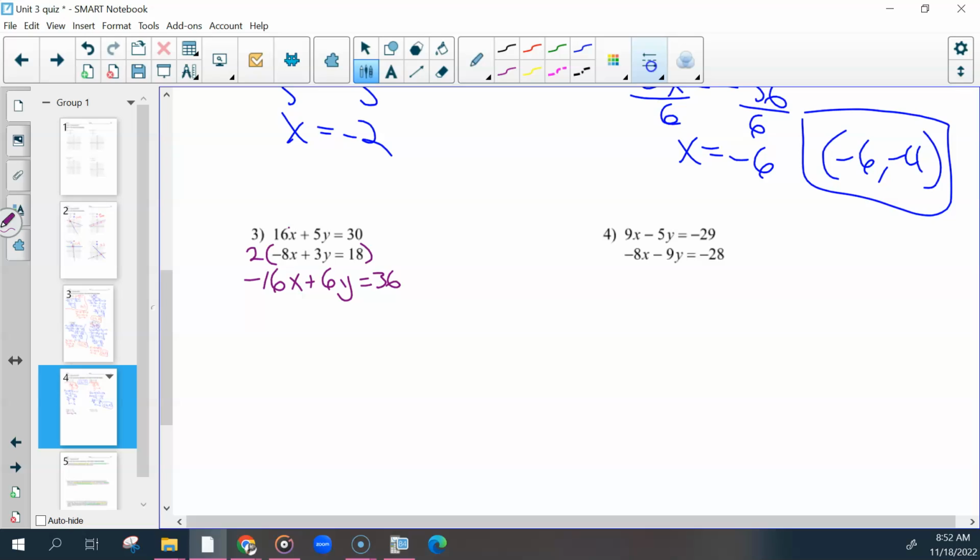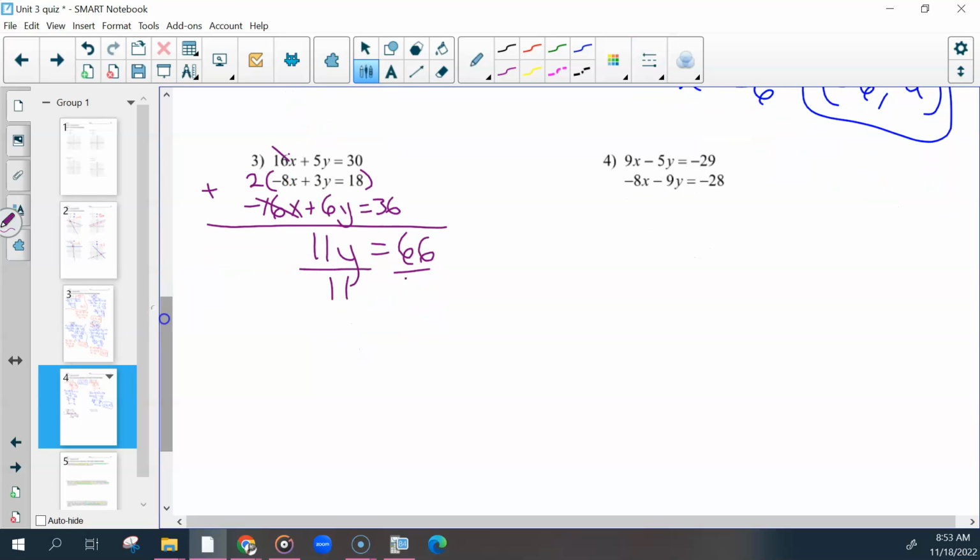So looking at these two equations, to eliminate them, I would add the two together. So that 16, negative 16 would cancel. 5 plus 6 would give me 11. And 30 plus 36 would give me 66. Yes, Christina. Did you multiply the top by 3 and then the bottom? Yeah, so there are different ways to do it. It also depends on what you want to eliminate. As long as your work is correct and you end up with the same answer, then you're good. So y was 6.